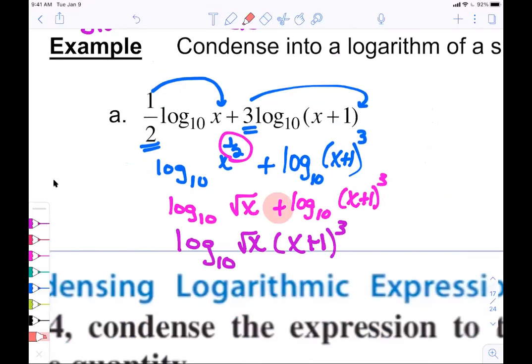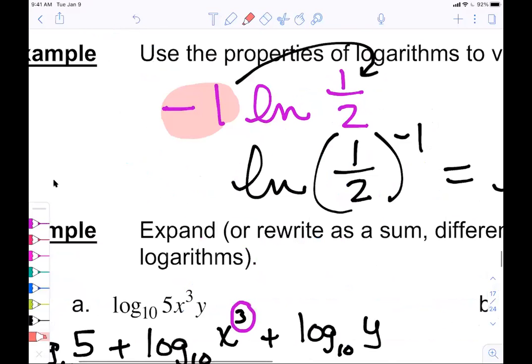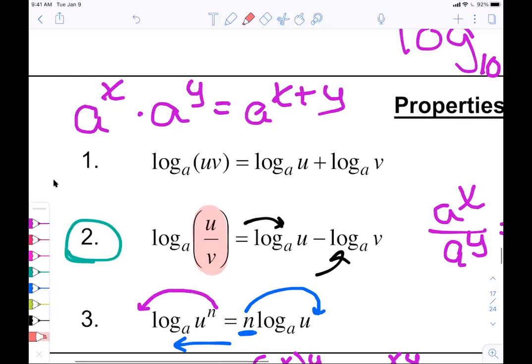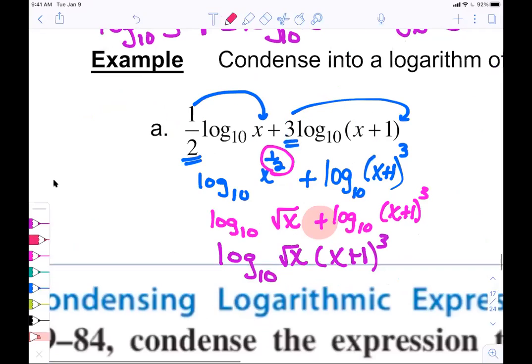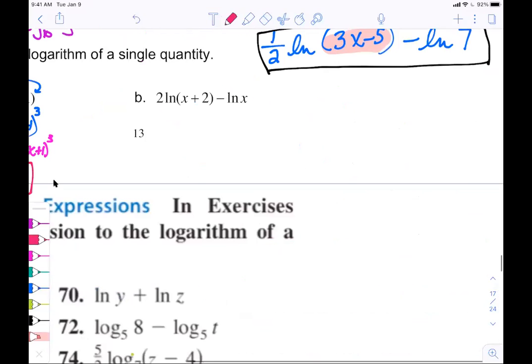So addition from above can become multiplication. Again, if I have addition, I can condense them to be multiplication. So those properties can go either way. Addition condenses to be multiplication. So my goal was to get it to be one logarithm, and now we have one logarithm. So let's see if we can quickly do this last one.